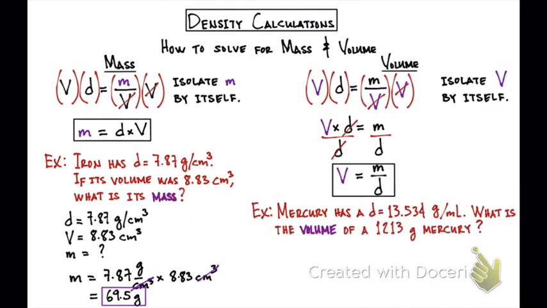All right, let's look at another example here involving volume. Mercury has a density of 13.534 grams per milliliter. What is the volume of 1,213 grams of mercury? All right, so again, we have the formula for volume here. So all you have to do now is plug and chug. But you always want to make sure that the units actually match up. Otherwise the equation will not work. So if one unit doesn't match the other unit, then you convert it to the correct unit first.